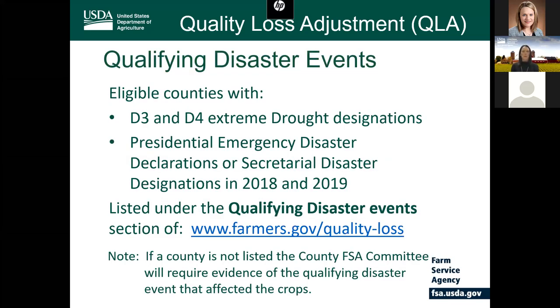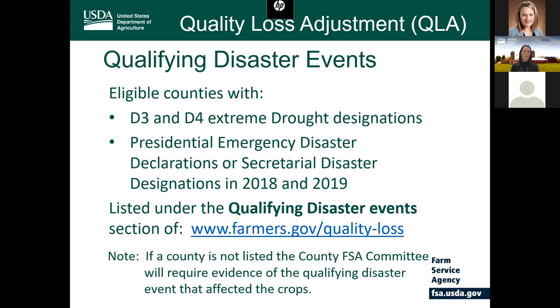So counties that are eligible would be D3 and D4 extreme drought designations, presidential emergency disaster declared counties, or secretarial disaster designation counties in 2018 and 2019. For a listing of those eligible counties, you can go to farmers.gov/quality-loss. If your county is not listed there, you still may be eligible.